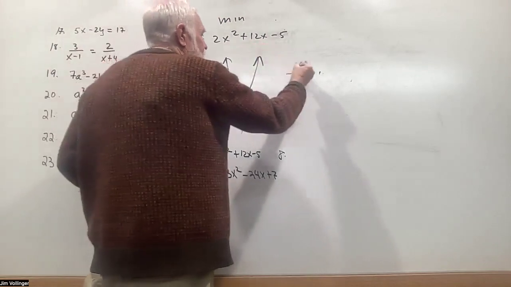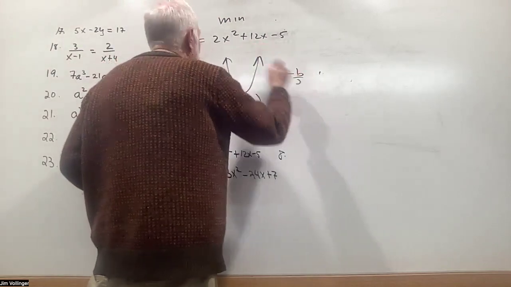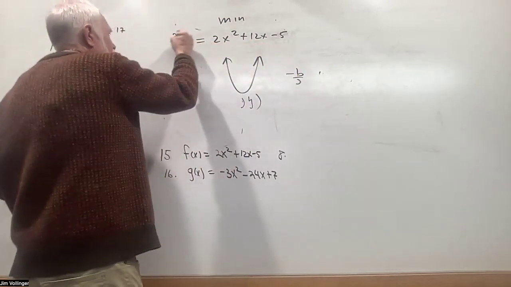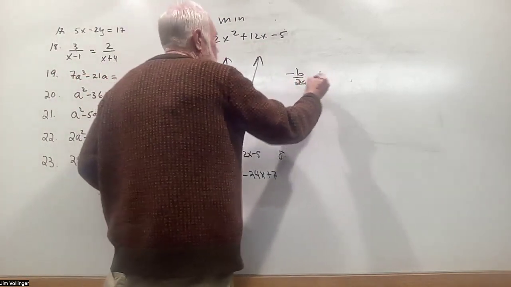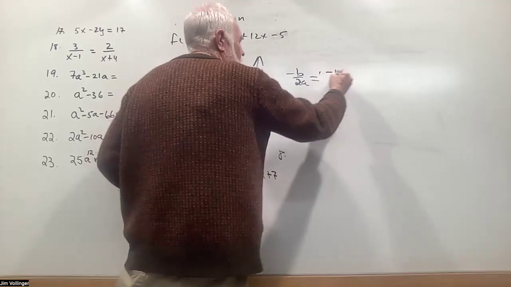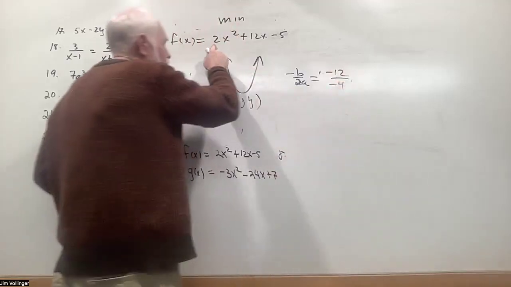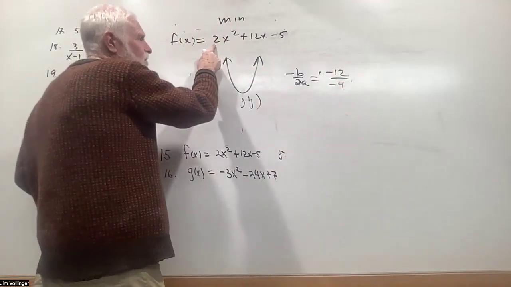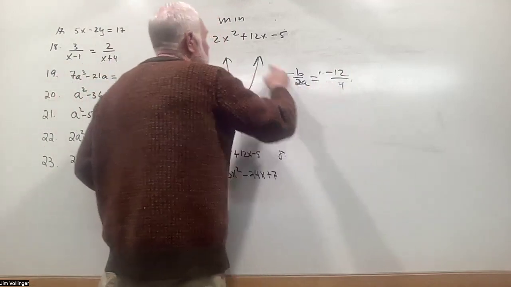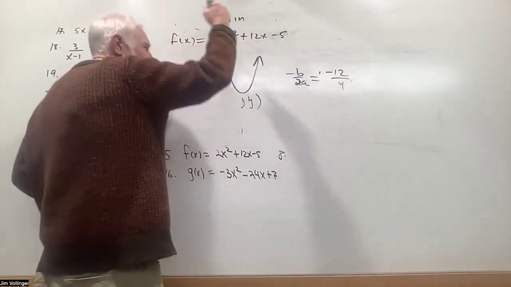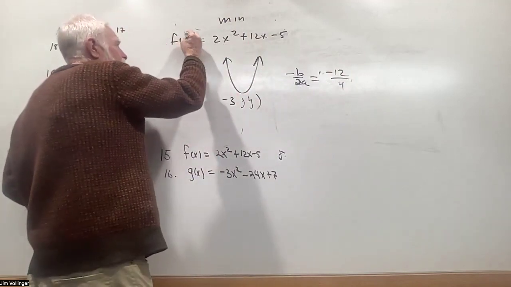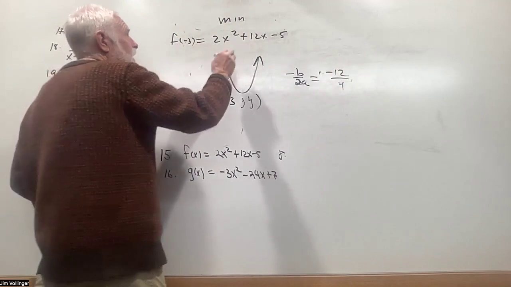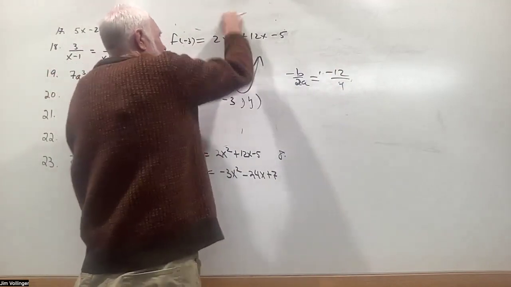Minus b over 2a gets the x. I'll go back to notation, f of x, minus b over 2a. So in that case, it's minus 12 over 4. 2 times 2 is positive 4, excuse me. So minus b over 2a, there, I got that. I now know that's minus 3, so I'm going to plug minus 3 into the calculation, and if I do, I'll get my minimum value.